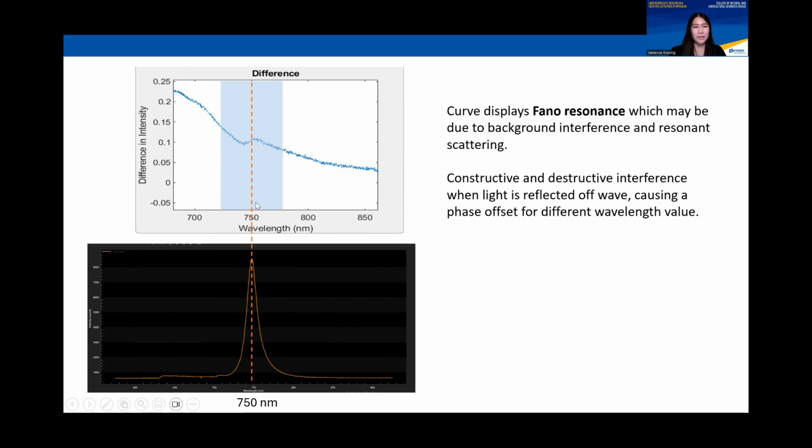And we can see that the middle of this behavior is also around 750 nanometers, matching up with the PL spectra, also at 750 nanometers, meaning that the TMD has exciton behavior.